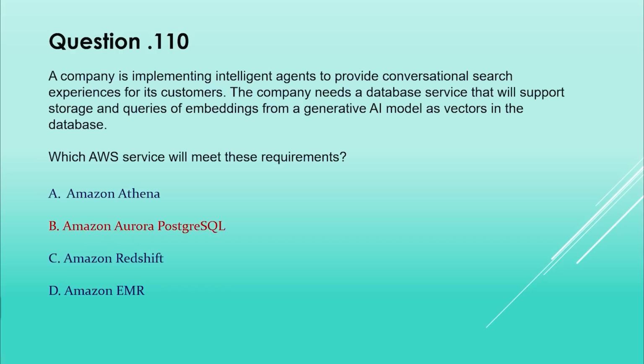And the correct answer here will be option B, Amazon Aurora PostgreSQL, because it is the best choice for a database service to store and query embeddings from generative AI models, as it supports vector storage and similarity searches through the vector extension. So option B is correct as it supports vector storage. So friends, this was all in this.